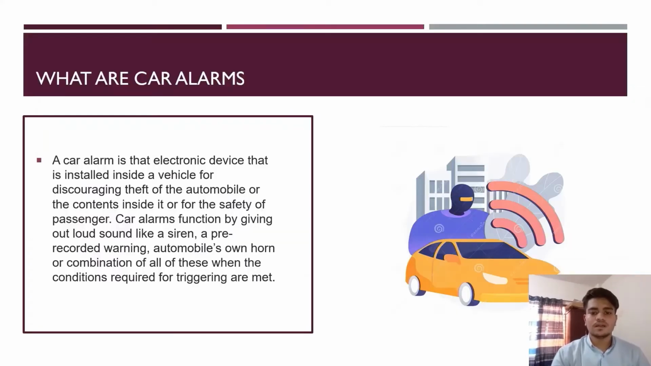So what are car alarms? A car alarm is an electronic device that is installed inside a vehicle for discouraging theft of the automobile or the content inside it, or for the safety of passengers. Car alarms function by giving out a loud sound like a siren, a pre-recorded warning, the automobile's horn, or a combination of all of these when the conditions required for triggering are met.